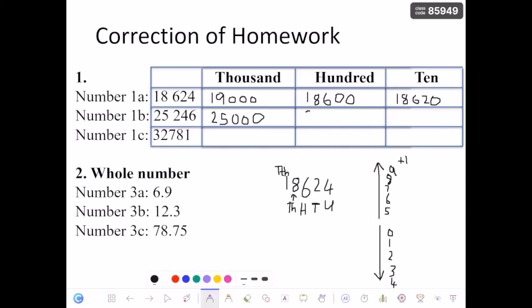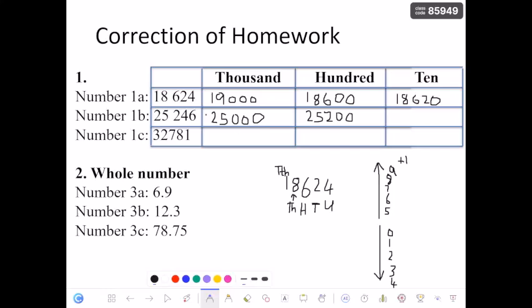Then if you look at nearest 100, 100 is 2. So you are having 2, 5, 2. So 2 is the 100, you stop there. Then you look at the next digit nearer to 100, which is 4. So 4 is round down also. So you have your 0 and 0.